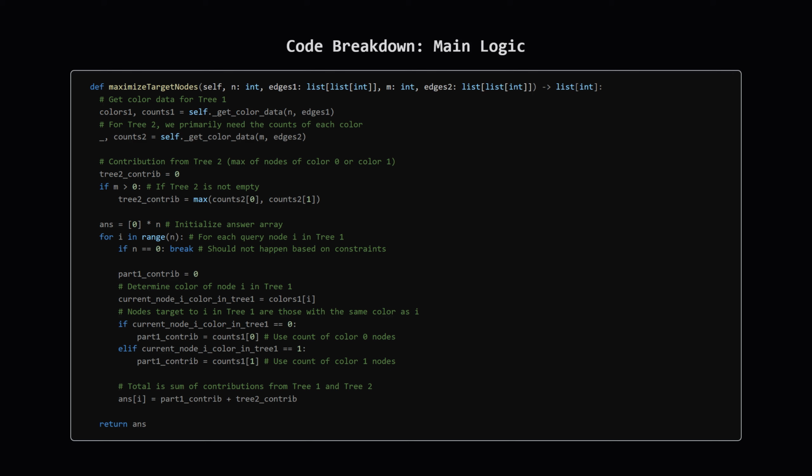Finally, we loop through each node in the first tree to answer the queries. For each node we check its color in the first tree. If it's, say, color 0, then the first part of our answer is the total count of color 0 nodes in tree 1. If it's color 1, then it's the total count of color 1 nodes. We add this to the contribution from tree 2, and that's our answer for the node.